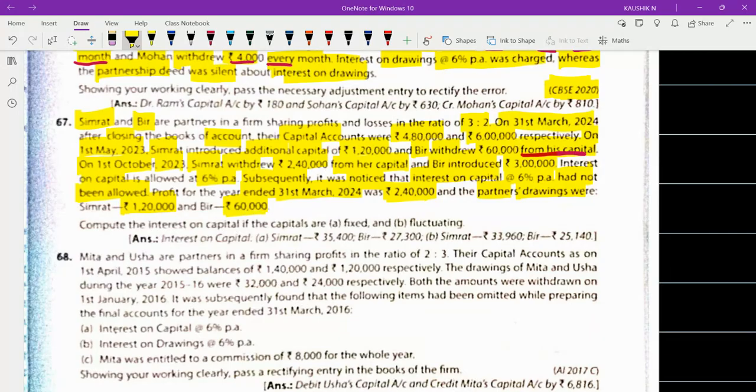They're asking you to compute interest on the capital, if the capital is maintained as a fixed capital or if it is maintained as a fluctuating capital. Able to understand?